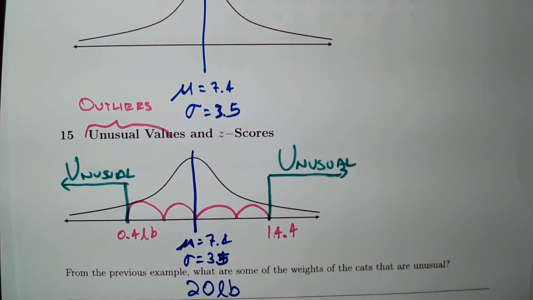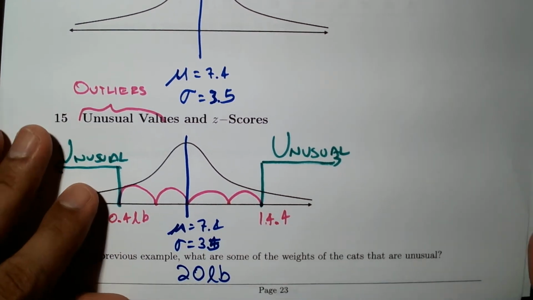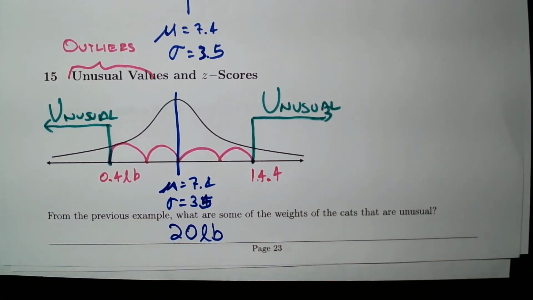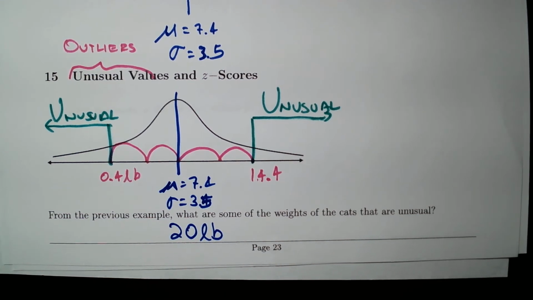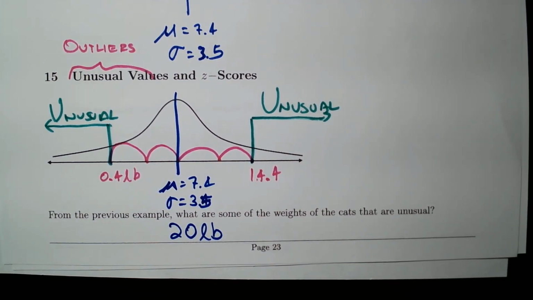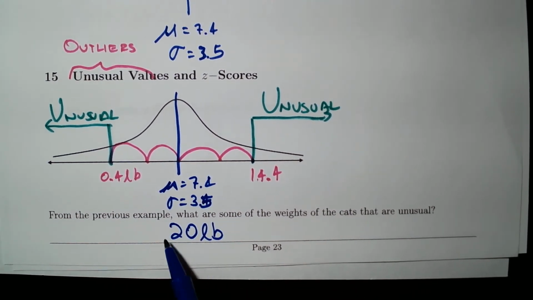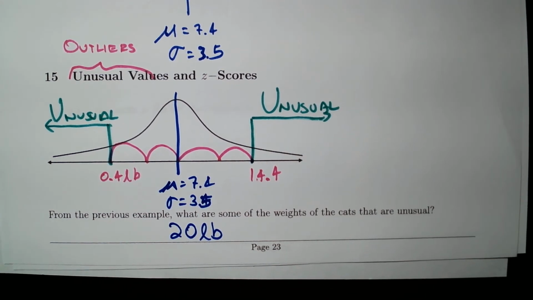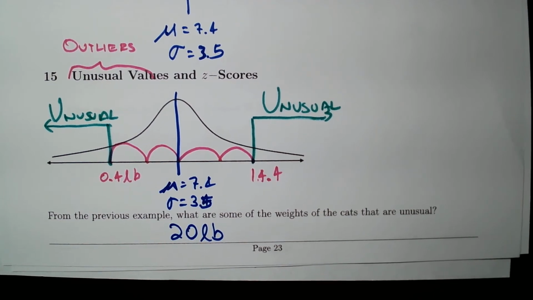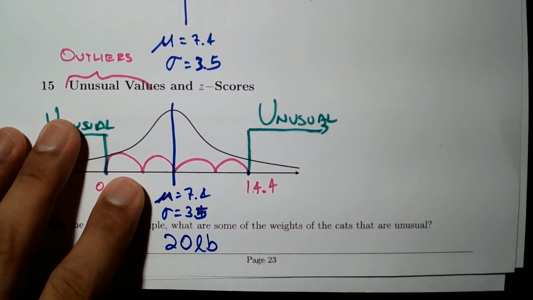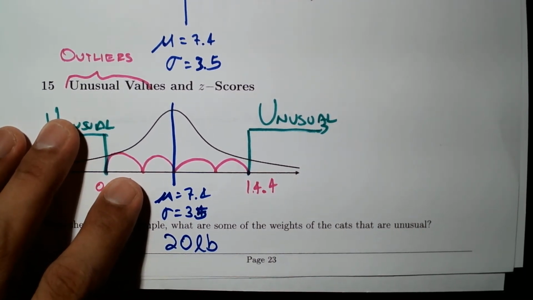Seeing a 20-pound cat at a show is not impossible. But given the statistics from these parameters, because we have a population, we call them parameters, mu and sigma, it is unusual to have a 20-pound cat in the show. Okay, what else are we going to do here?